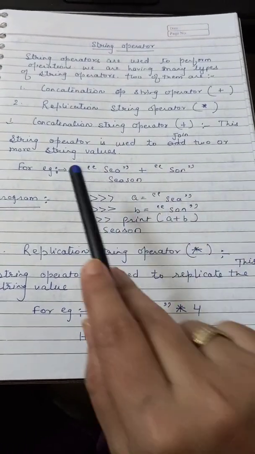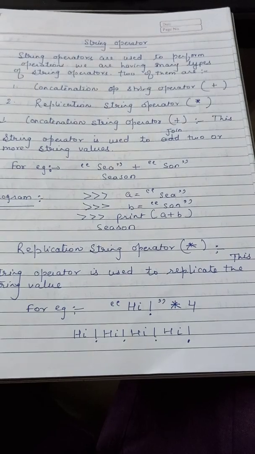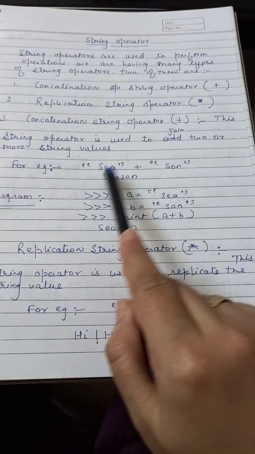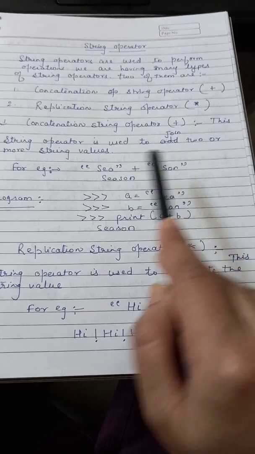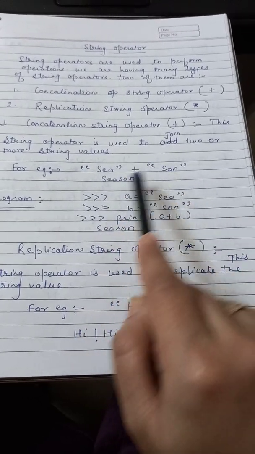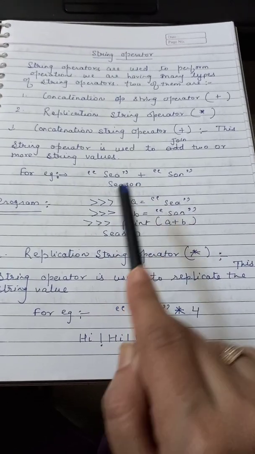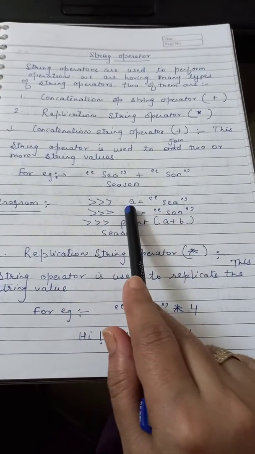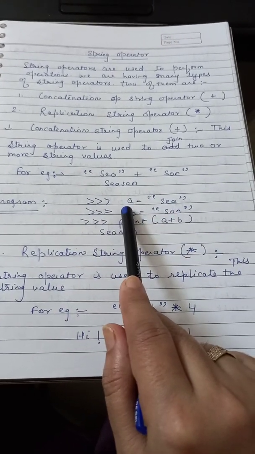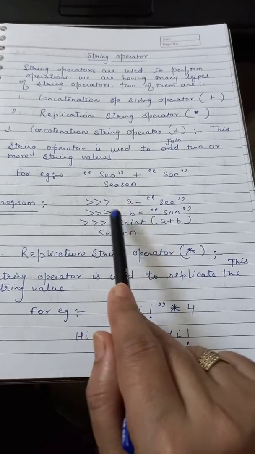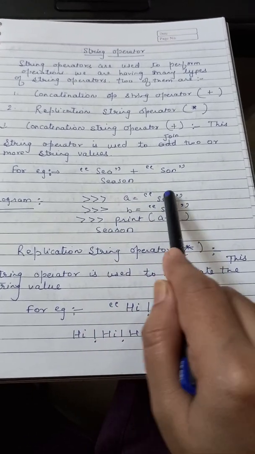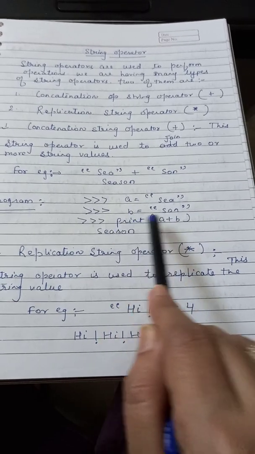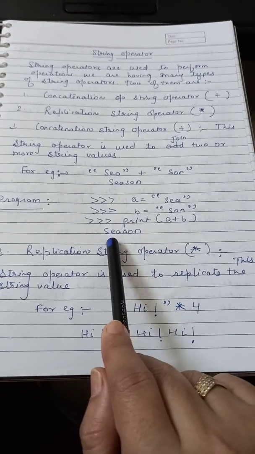more strings. Look at here, we have the example "C" plus "season". This is the first string and this is the second string. When you add both the values, it will give you the result as "Cseason". The program for the same is, first you need to take a variable a in which the value "C" is given and b in which the value "sun" is given. When we add both the strings as print a plus b, it will give you the result.